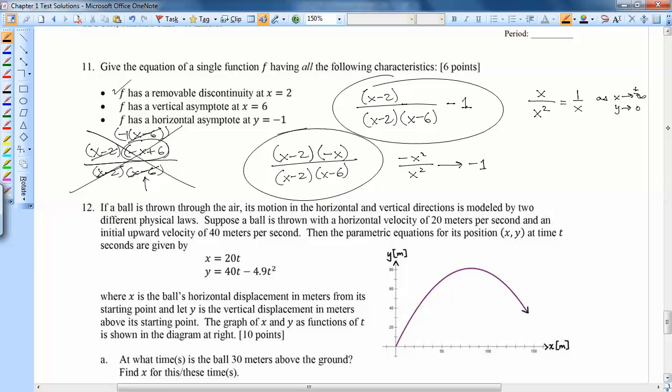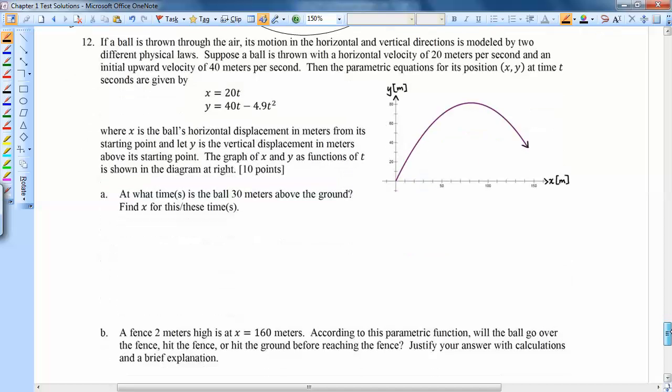In number 12, 12 is a parametric one. And I made it a more applicable parametric instead of just random parametric equations. So the first question is, at what time is the ball 30 meters above the ground? Okay, well, x is how far along the ground distance it is, and y is how high up it is. Y is the vertical displacement, so it's the height. X is how far it is from you.